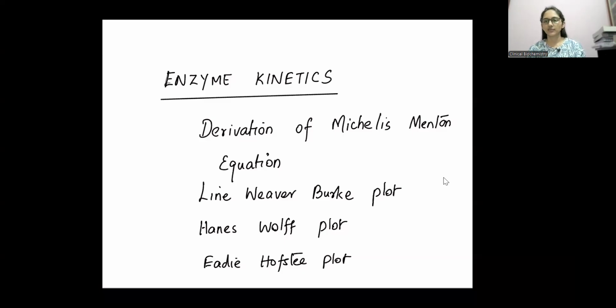Hi everyone. In this video, we are going to see about enzyme kinetics. That is, how do we derive a Michaelis-Menten equation? Yes, that is what we are going to see now, along with the alternatives for the Michaelis-Menten curve, that is the Lineweaver-Burk plot, Hanes-Woolf plot, and Eadie-Hofstee plot. So how do you derive the Michaelis-Menten equation? So that's what we should understand.